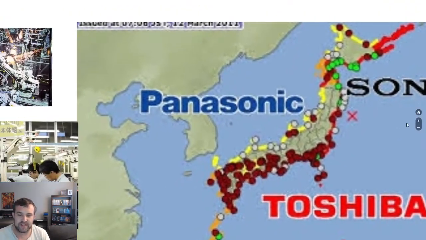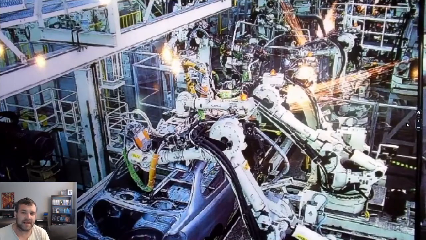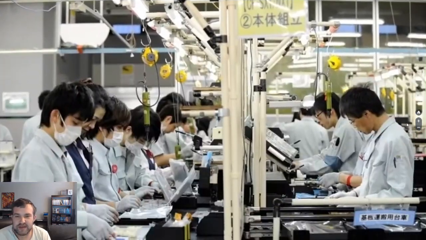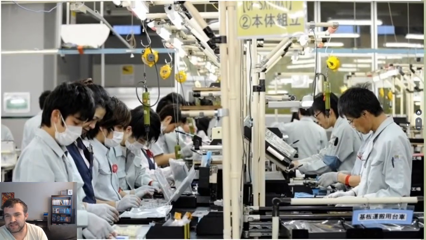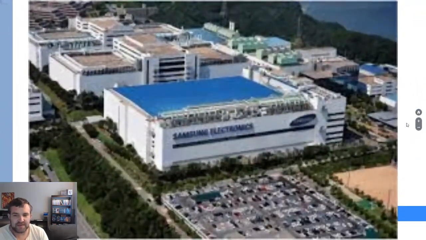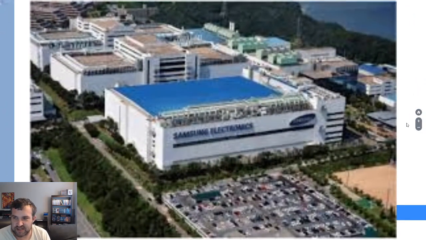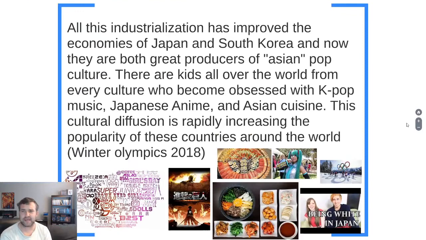All right, moving on. And then look at these robots in Japan building stuff for the Japanese. And here's some people working on fancy microchip stuff. Got to build that hardware somewhere. Samsung Electronics, South Korea. Okay, all this industrialization has absolutely improved the economies of South Korea and Japan.